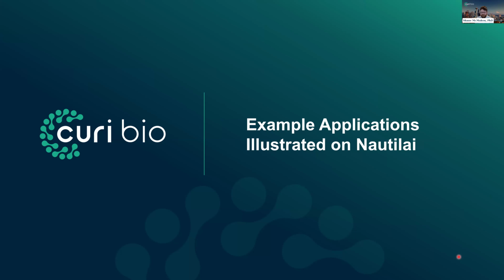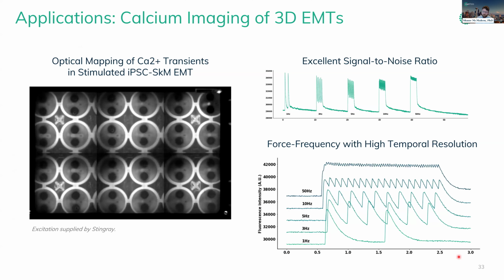So now that we've optimized our protocol and acquired some data and thought a little bit about how we can interpret it, I'd like to turn our attention to some example applications with illustrations on Nautilai. So the first application I want to talk about is looking at peak calcium concentration versus stimulus frequency.